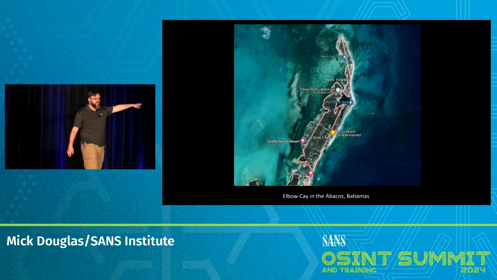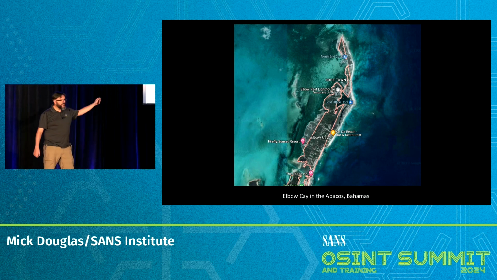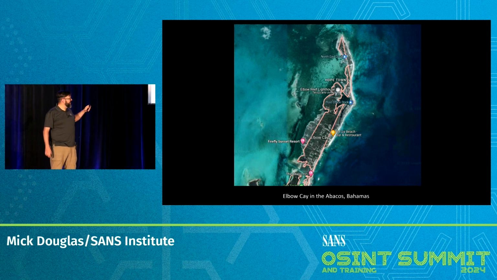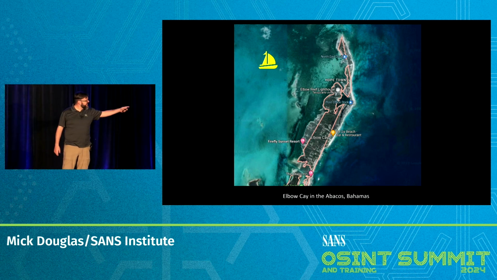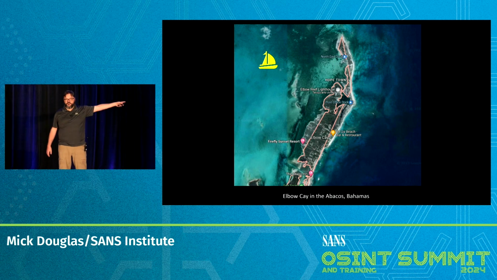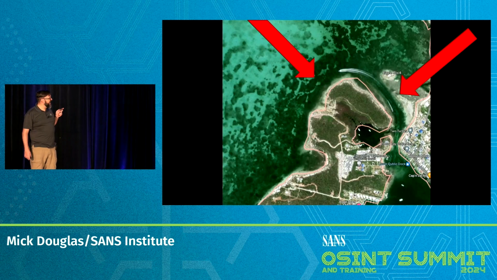This is Elbow Key in the Abaco Island chain of the Bahamas. Really beautiful place if you ever get the opportunity to go there. The thing that's interesting, though, is if you're sailing, you can see how shallow it is on the approach. There is a very, very narrow approach that you have.